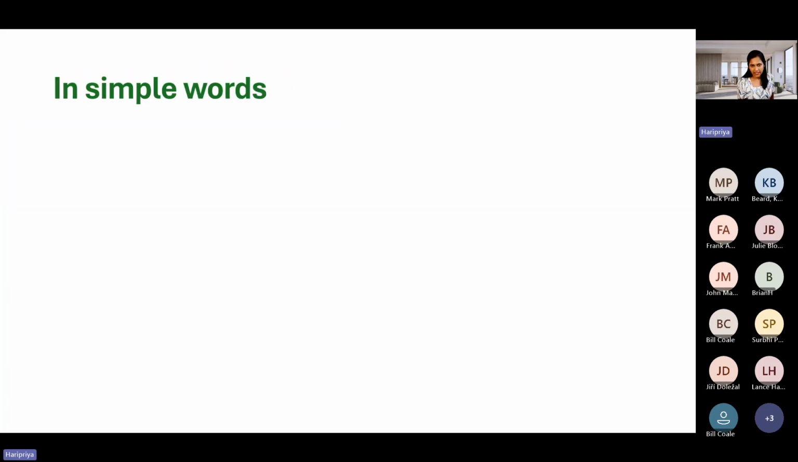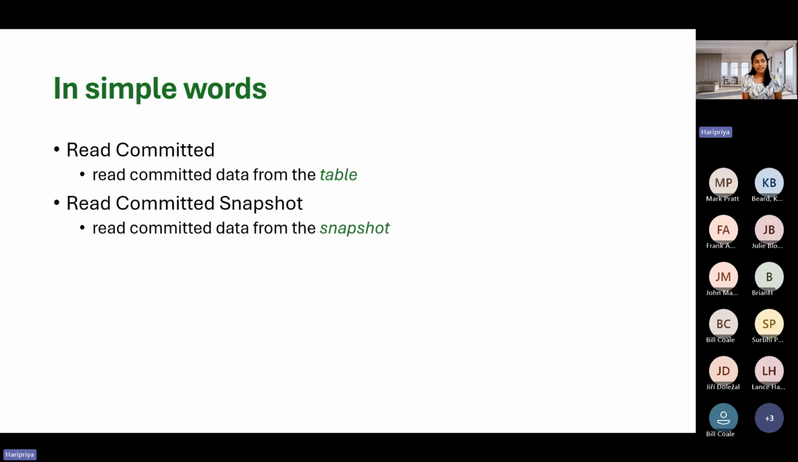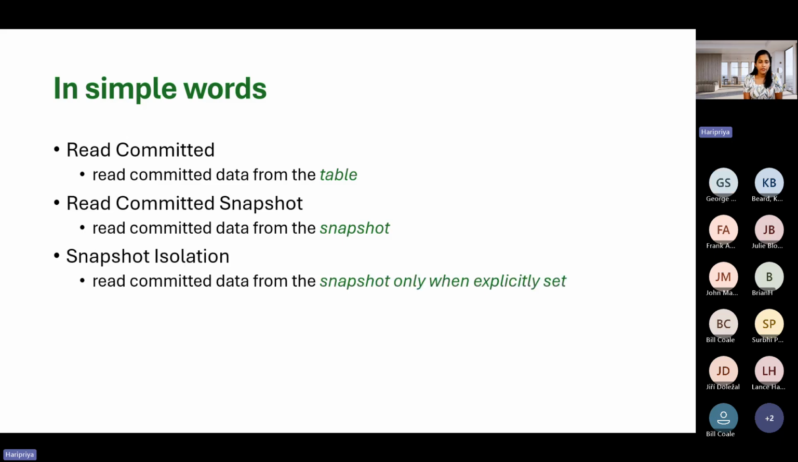Well, if we have to speak in simple words, read committed means you read the committed data from the table. Read committed snapshot means you read committed data from the snapshot. And snapshot isolation means you read the committed data from the snapshot only when explicitly set, like you have to write that statement, set transaction isolation level snapshot. So that's the difference between these three isolation levels.